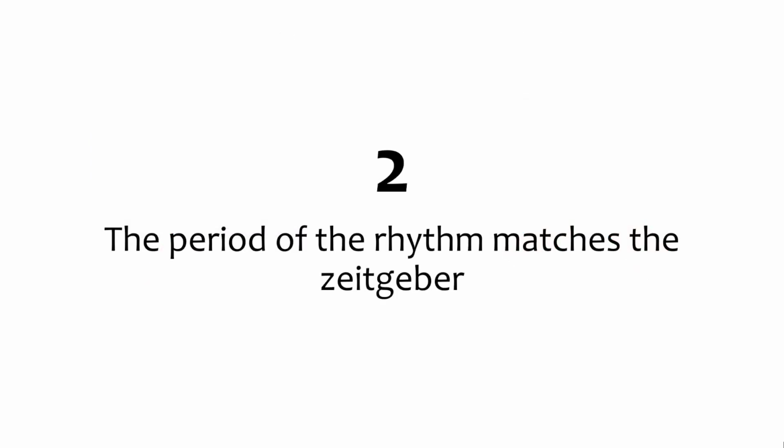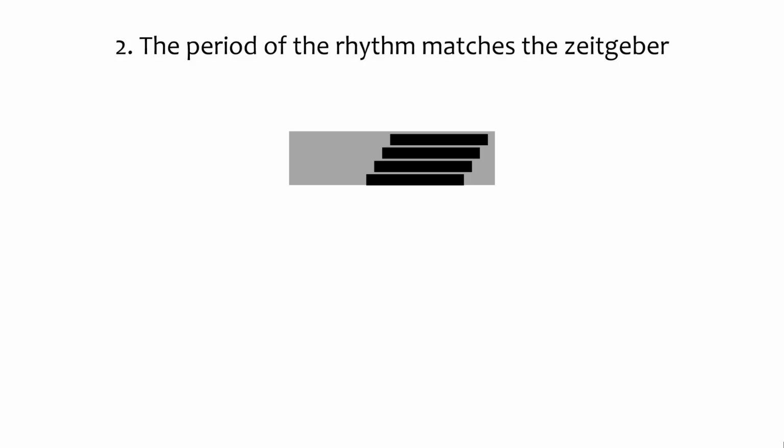Property 2. The period of the rhythm matches that of the zeitgeber. In other words, a zeitgeber can entrain the oscillator. Let's look at our example actogram again. Before the light signal, the activity occurs earlier each day. When the free-running activity pattern is exposed to a timing cue, such as a daily light signal, the oscillator will become entrained to the timing cue of the zeitgeber.